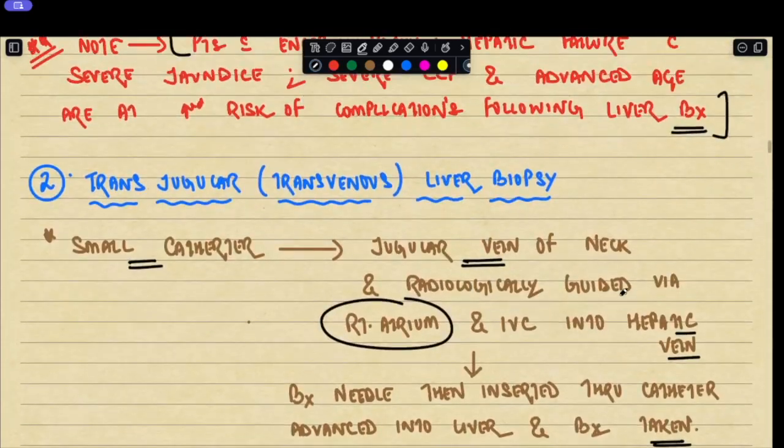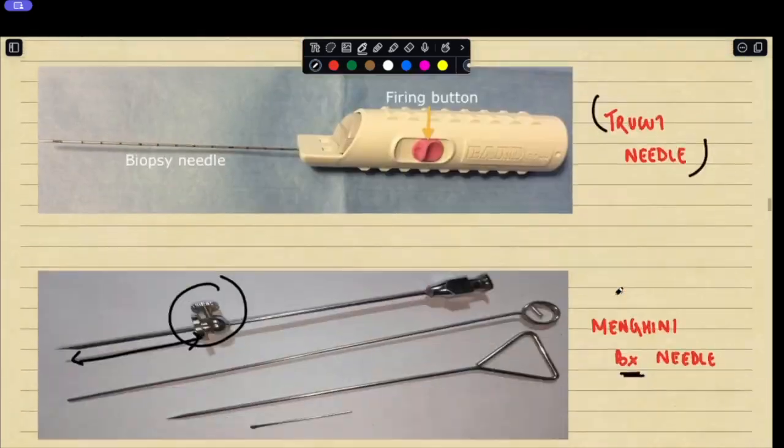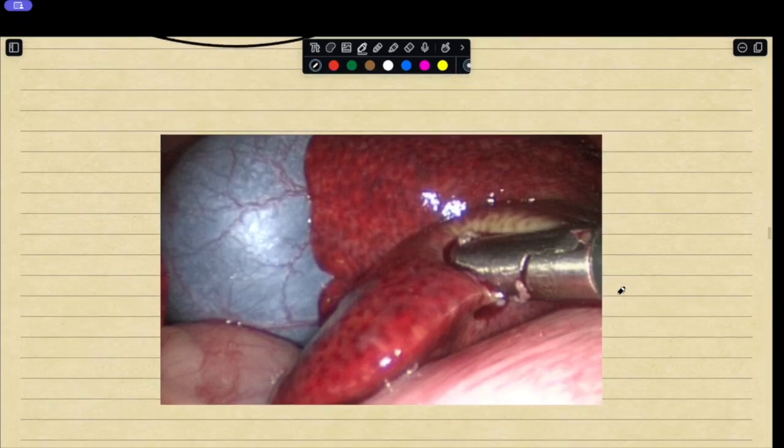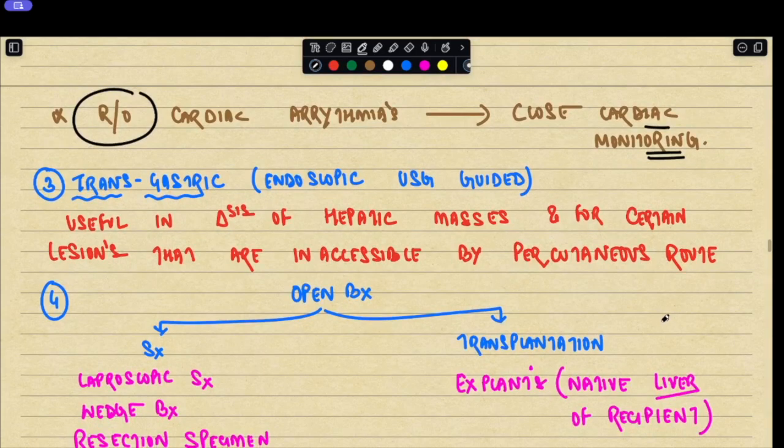Okay. Now the next important way, let me show you. Okay, what is this? This is the open biopsy. This is the laparoscopic biopsy, which is another method. I will discuss it once. Just wait. Okay. So other methods are, one is the transgastric or endoscopic ultrasound USG guided. So it is useful in the diagnosis of hepatic masses and for certain lesions that are inaccessible by the percutaneous route. So you can also do an endoscopic USG guided transgastric liver biopsy.